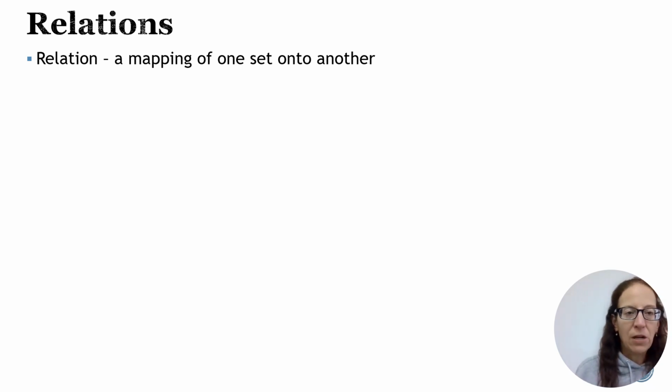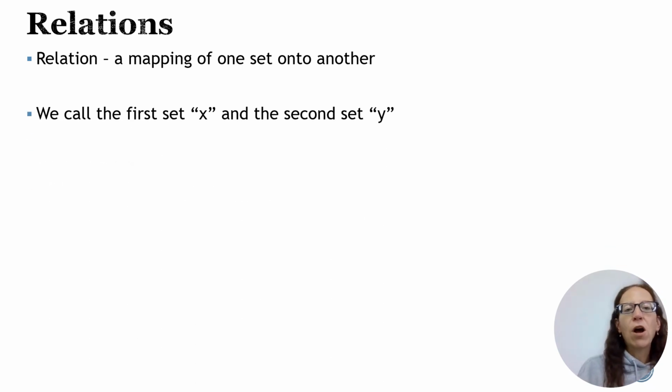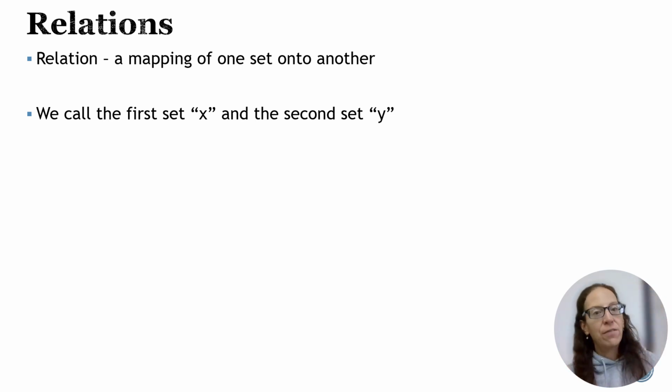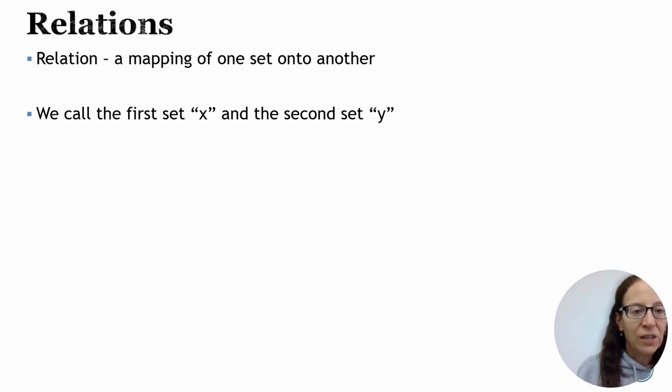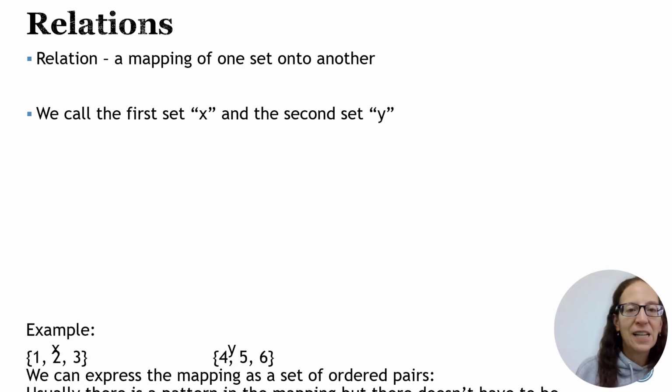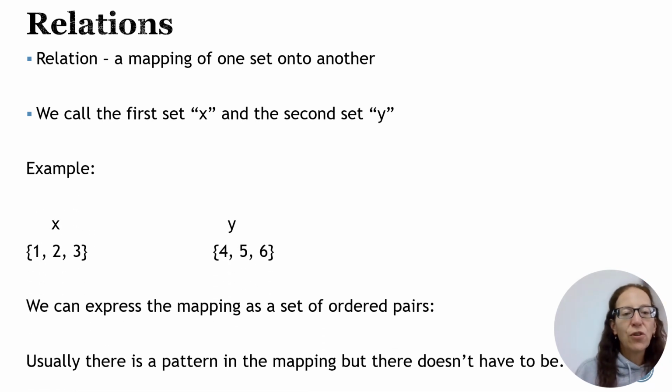And it probably doesn't mean a whole lot to you right now. We call the first set X and the second set Y. And now you're thinking, all right, now I'm feeling a little bit more like algebra. First set X, second set Y. So we're going to look at an example. I've got the set X and the set Y. The set X is 1, 2, 3. And the set Y is 4, 5, 6.